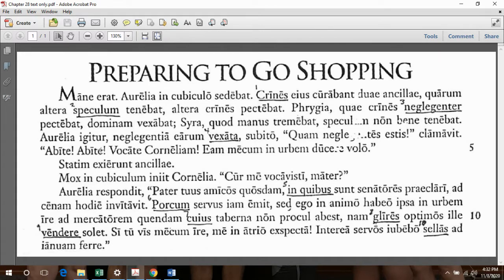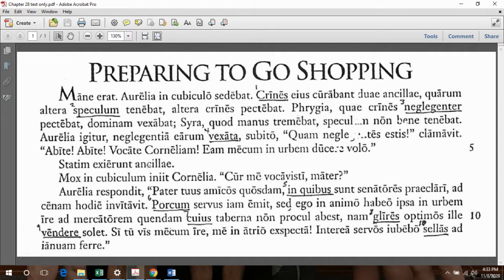Abite, abite, go away, go away. Vocate, another imperative plural, call Cornelia. Volo, I want. Ducere, to take, to lead. Eam, her, from is, ea, id, eam, accusative direct object, and it's her as a personal pronoun. Mecum, with me, another personal pronoun, me, with cum attached to it. Me in the ablative is the object of cum. In urbem, in plus accusative, into the city. I want to take her into the city with me.